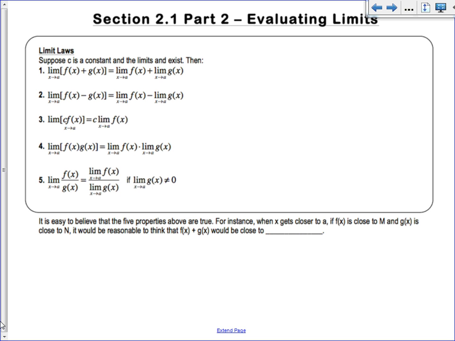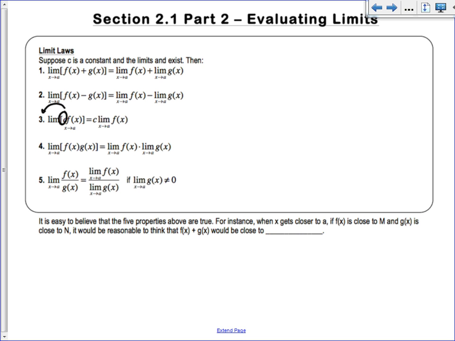Basically, you can bring the limit into both pieces. So it's the same as the limit of f of x plus the limit as x goes to a of g of x. Same for subtraction. Constants you can bring out. A constant can go to the front, so the limit of c times f of x equals c times the limit as x goes to a of f of x.